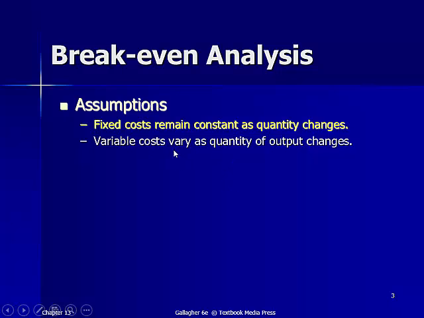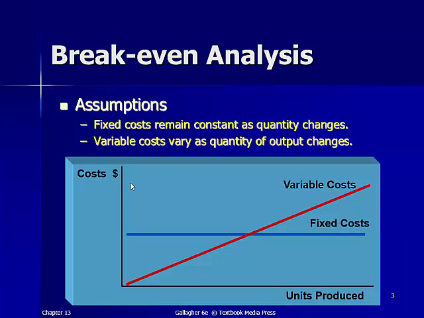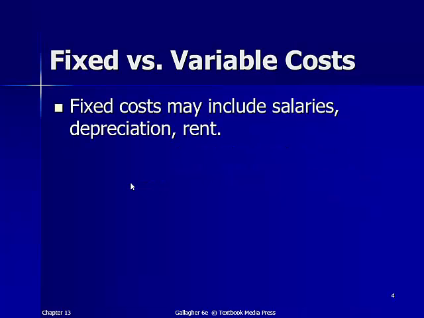I think it's important to note that there is some judgment here. There's not a big label on every cost that clearly makes it fixed or variable. So anyhow, the red line here is our variable costs. The blue line here is our fixed costs. And fixed costs might include salaries, depreciation, rent, although as I indicated, there is some judgment here.